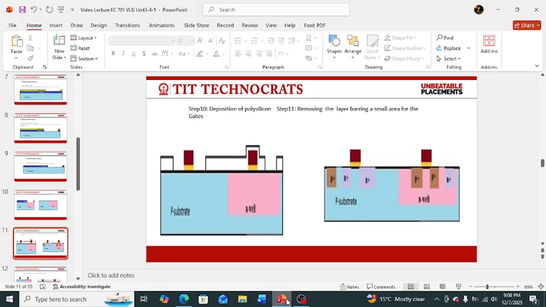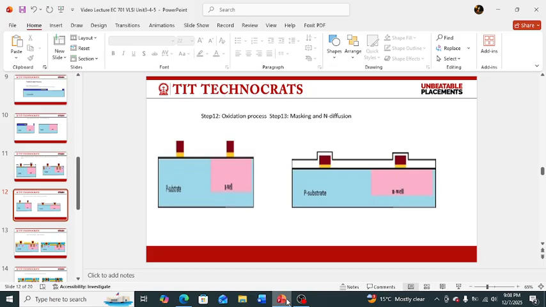Now except the two small regions required for forming the gate regions over NMOS and PMOS, the remaining layer is stripped off. In the next step, step 12, it is the oxidation process, and here an oxidation layer is formed on this layer with two small regions for the formation of the gate terminals of NMOS and PMOS. Now in step 13, this is the masking of the N diffusion layer.